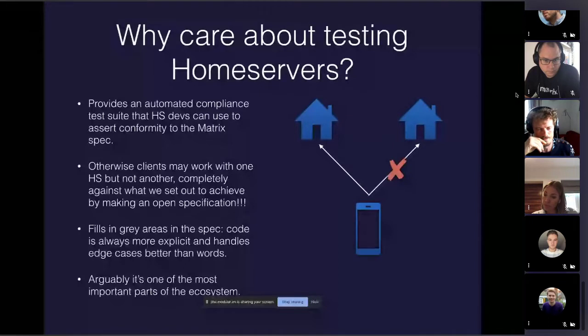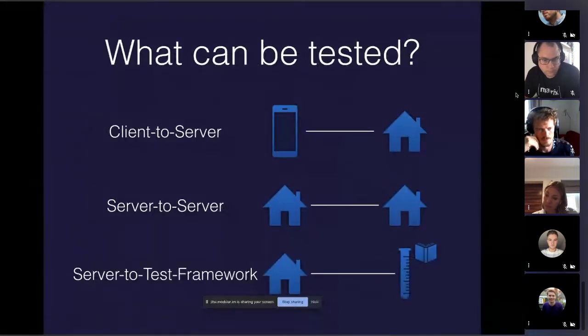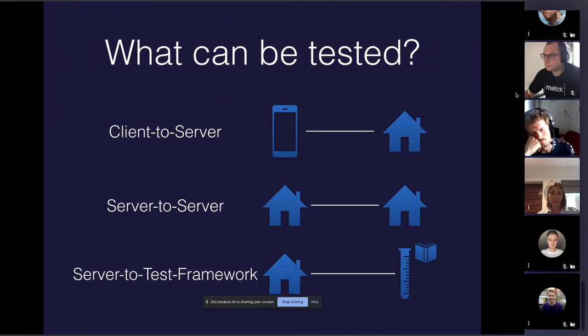So there's a whole bunch of things that you can test if you are doing this. You can obviously test the client-server API. So you're testing things like /sync or creating rooms or joining rooms, sending messages, that kind of stuff. You can also test federation, server to server stuff. In that scenario, you're testing two Dendrite instances or two Synapse instances. But the third one is an important distinguishing factor: you're testing federation to the test framework itself.